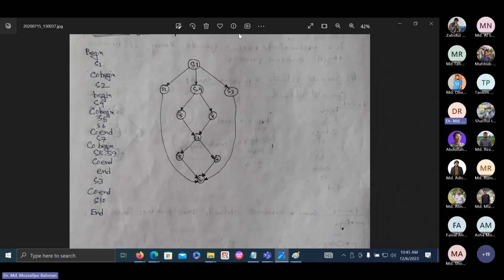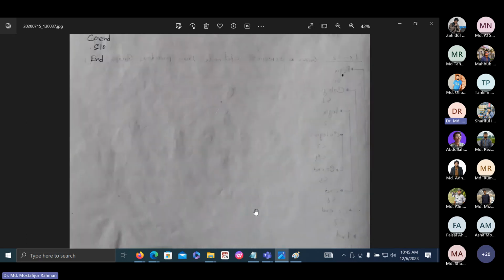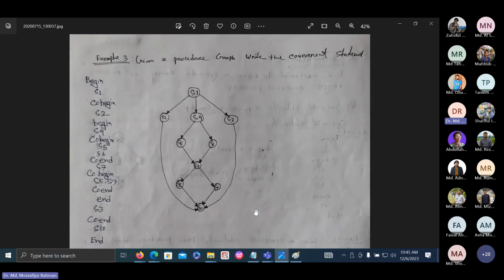First of all, we need to make S1, S4, S7, S10 serially. All are serial. Then we need to have S2, S4, S3 parallelly. S5, S6 parallelly. S7, no. S8, S9 parallelly. S8 and S9 are executed parallelly. So this is the way we can know the precedence graph and precedence statements.